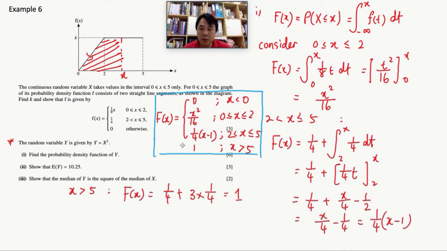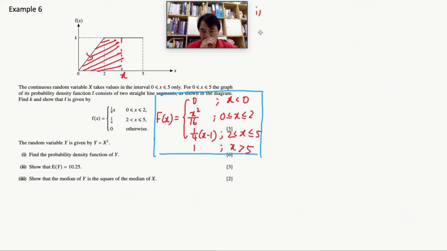And then next, we're going to make use of this and its original PDF to work out the rest. But before that, we have to answer this question first. We have not completed yet. We need to find the probability density function for y, but we have just completed working out the distribution function for x. Still on question 1 here, we're going to make use of this to work out the density function for y.